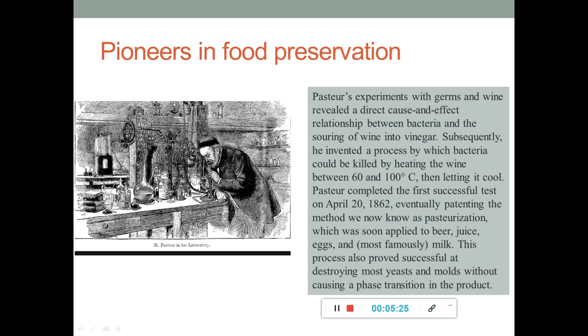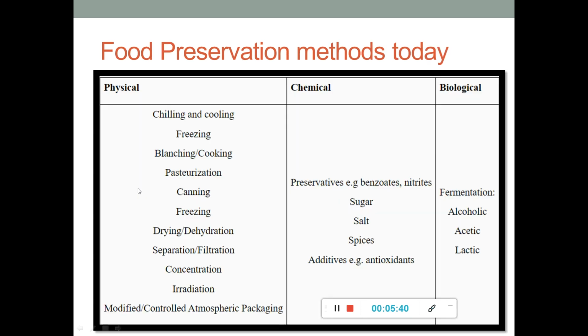It has also been proved successful for destroying most yeast and malts without causing a phase transition in the product. So this is Pasteur at his laboratory working with his microbes.